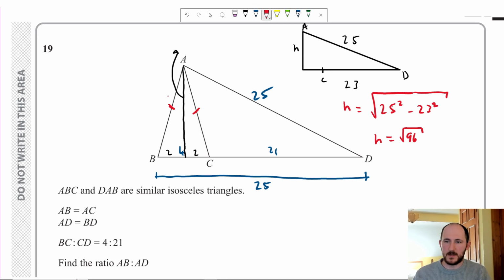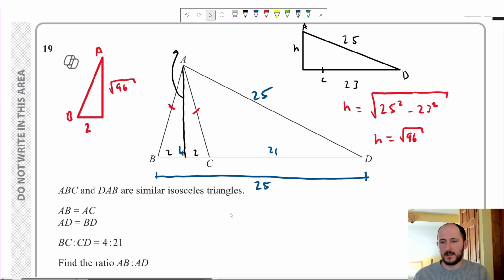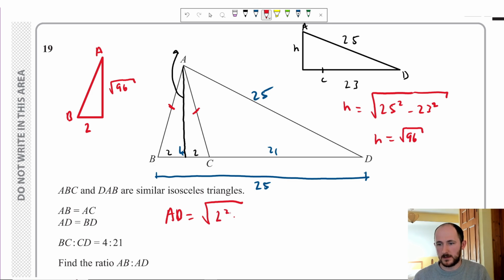Now, what we can do is use Pythagoras again, because if we look at the other triangle that we've made, that length is 2, the height is square root 96, and we're working out AB. So the length AB is going to be square root 2 squared plus 96, right? Because it's root 96 squared. So that's going to be square root 100, which is 10.